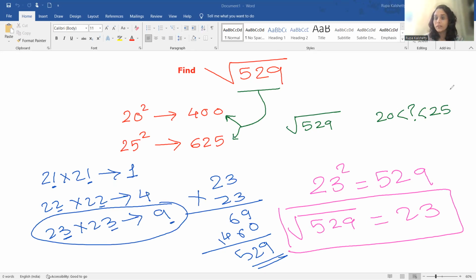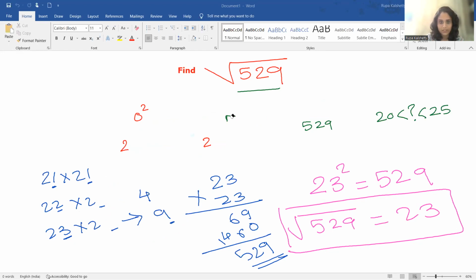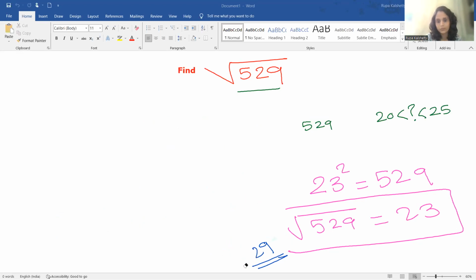Now we are going to look at another method where we will be using prime factorization. It is also called the division ladder method by prime numbers, or prime factorization. Let's see how we do that. Okay, so I'm just going to erase this, and I hope you understood what we have done here. Let me erase this, and then we are going to do the prime factorization method to find out the root of 529.